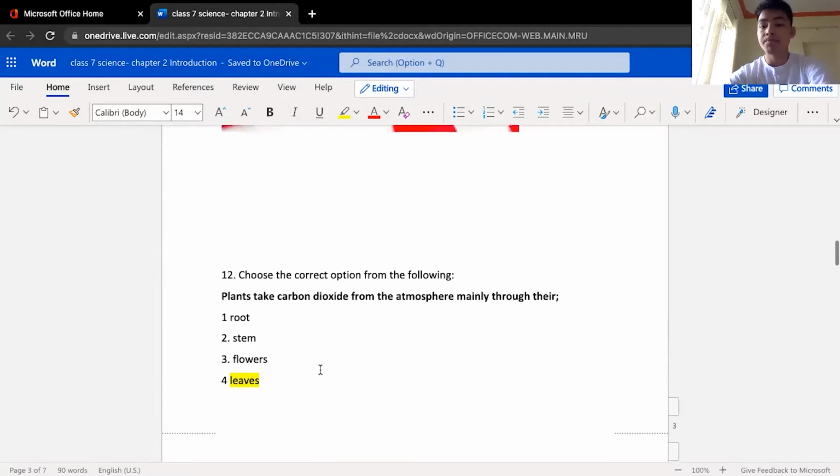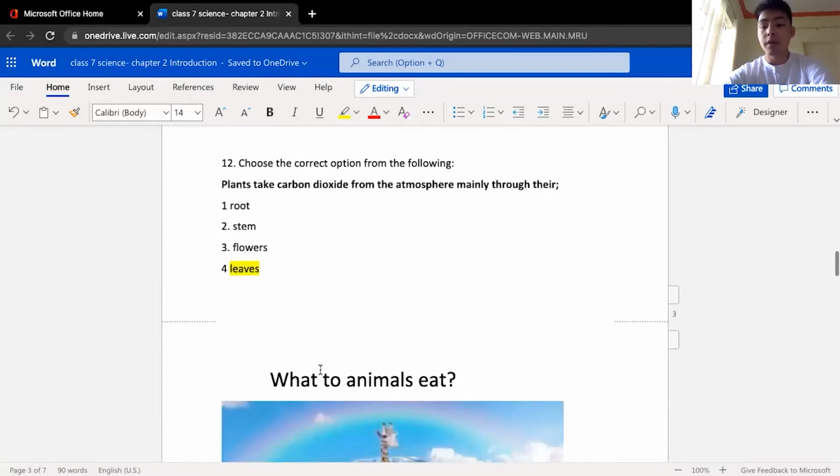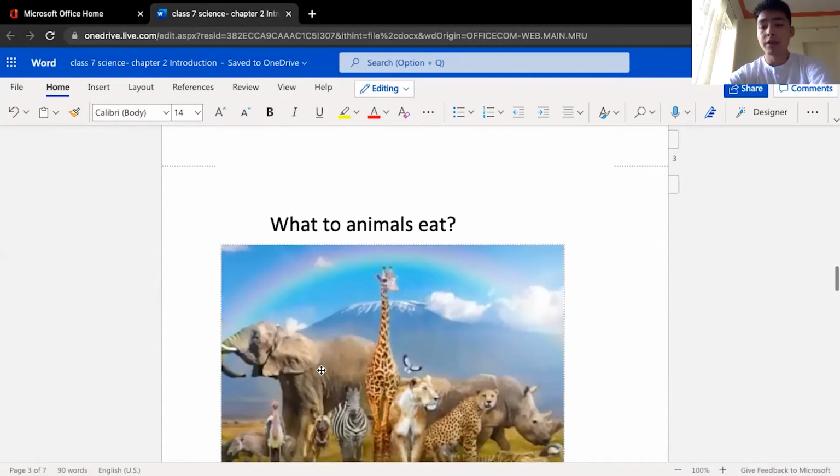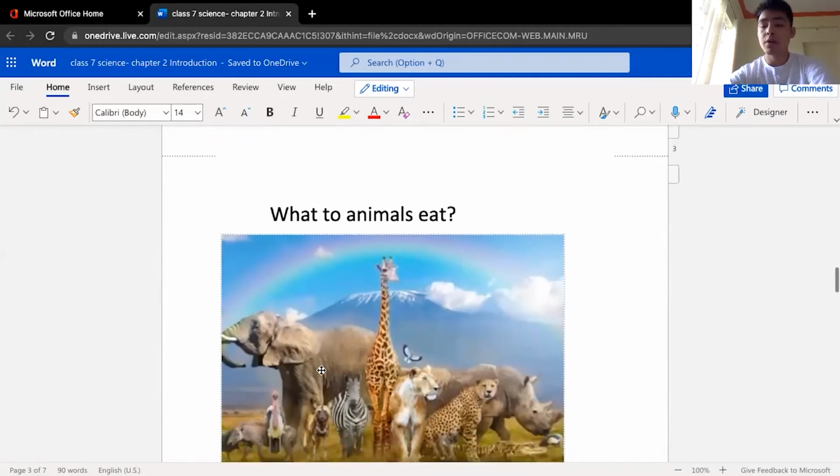And yeah, now this is related to chapter 2. In chapter 1, we talked about nutrition in plants, how plants make their own food and also eat insects and other parasitic food for their nutrition.